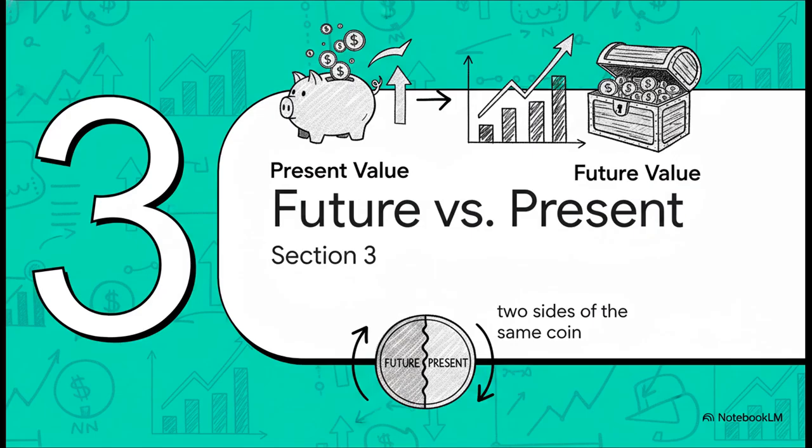Excellent. So now that we understand the compounding engine, we can build our two most important analytical tools. These are the tools that let us compare money across time, future value and present value. And as you can see, they're really just two sides of the exact same coin, and you'll need both of them to make smart financial decisions.